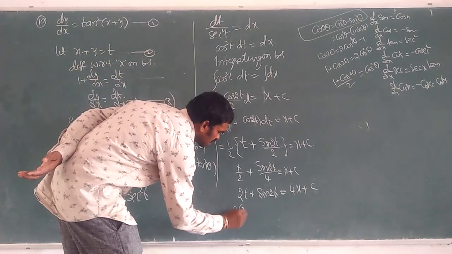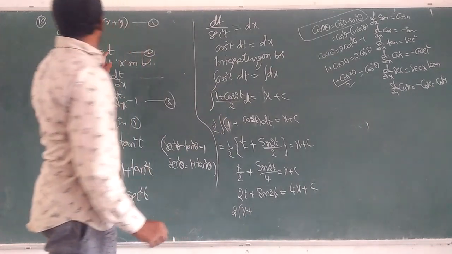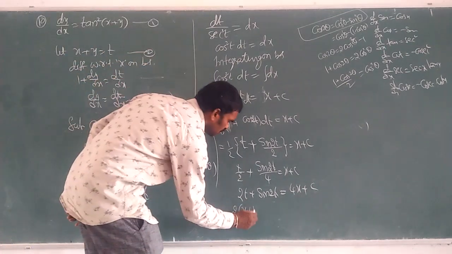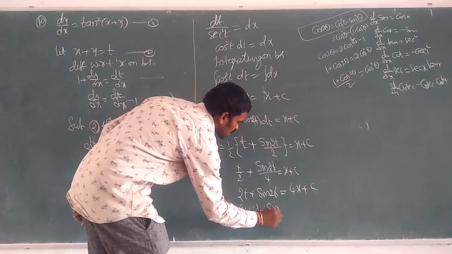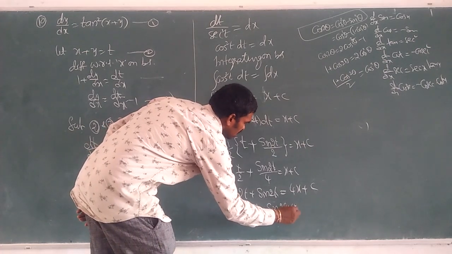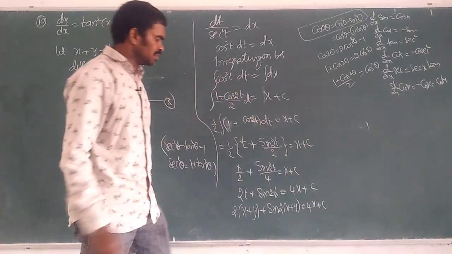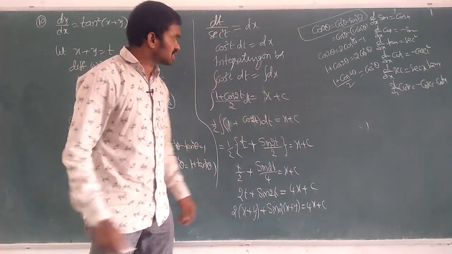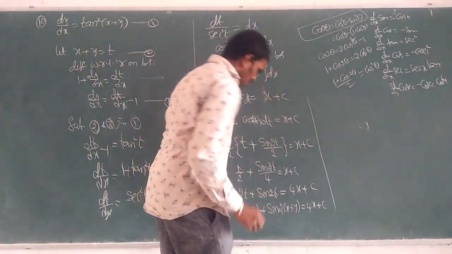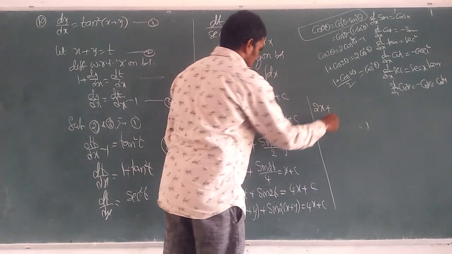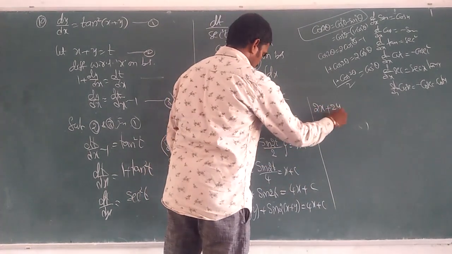Now 2 into t means what? Now equation to x plus 5. So 2 into x plus 5 plus sine of 2 into x plus 5 is equal to 4x plus c. So again some simplification is there. 2 into x, 2x. 2 into x, 2x plus 2 into y, 2y.